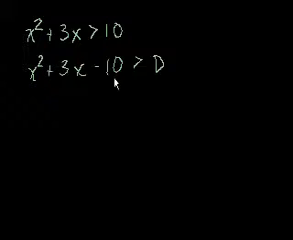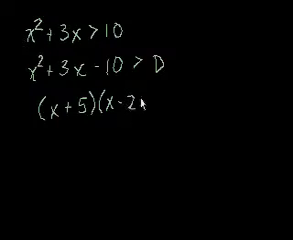Are there two numbers that when you multiply them become negative 10, and when you add them become positive 3? Well, yeah, positive 5 and negative 2. And once again, at this point, I think you already know how to do factoring, so this should be hopefully obvious to you. So it's x plus 5 times x minus 2 is greater than 0. Now, this is the part where it's going to become a little bit more difficult than just your traditional factoring problem.